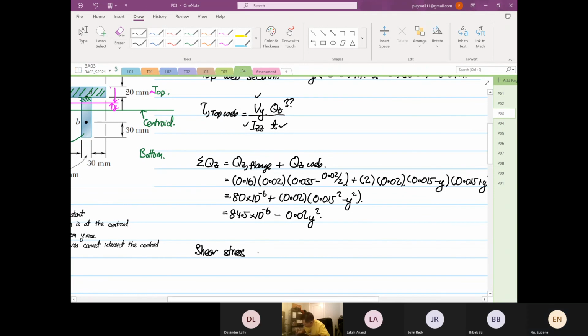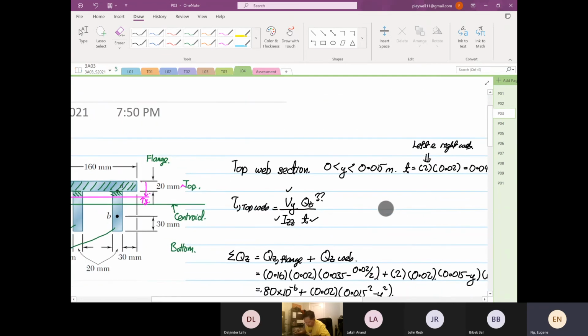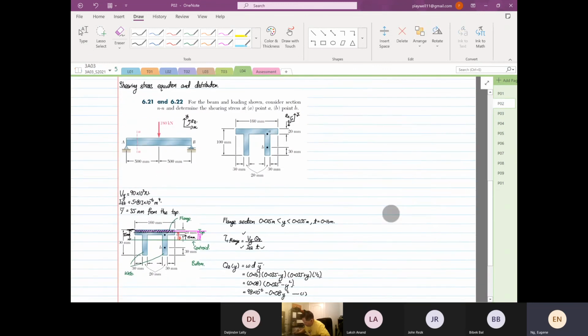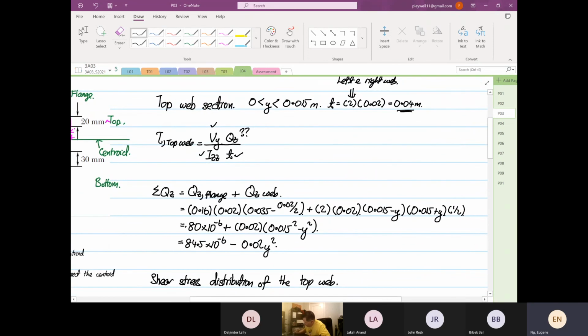Shear stress distribution of the top web. So V is equal to, I forget, 90 times 10 to the power 3. Your Q is 84.5 times 10 to the power minus 6 minus 0.02 y squared, divided by I, which is equal to, I have very poor short-term memory now, 5.813 times 10 to the power minus 6, and then the thickness, we knew our thickness, is equal to 0.04.